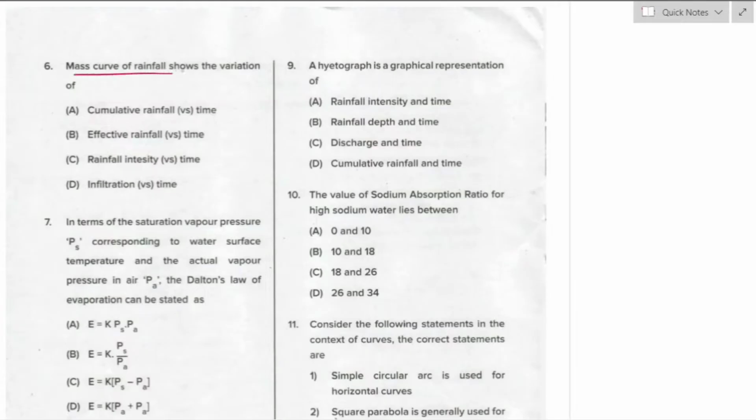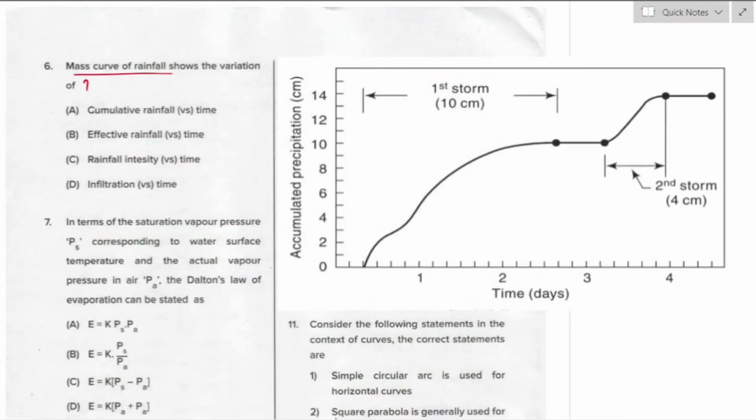Question number 6. Mass curve of a rainfall shows the variation of. In the following figure, you can observe the mass curve which represents the cumulative rainfall versus time. Option A is the right answer.